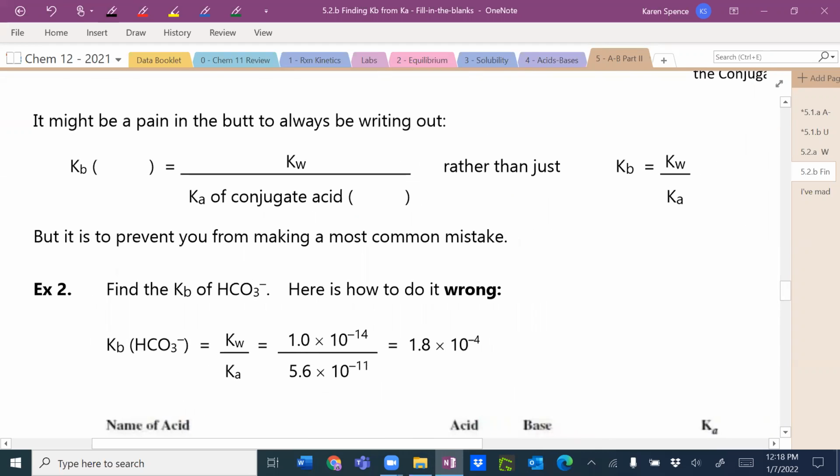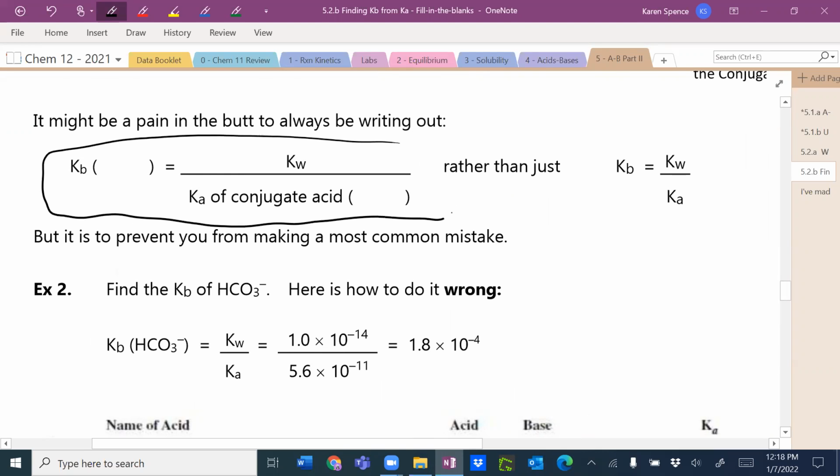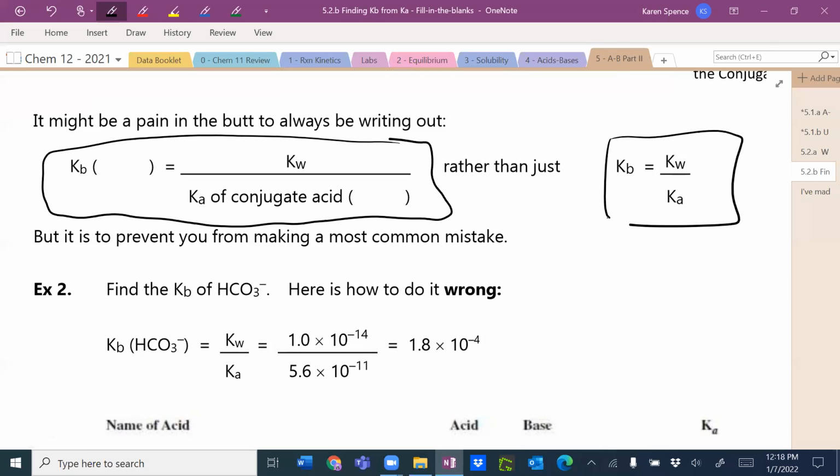Hope so. Now, it may be a pain in the butt to always write out this whole thing rather than just this bit here. That would be nice, wouldn't it? And eventually you might get to the point where you can do that, but I'm going to recommend that you don't do it to start with, because here is why. We're going to try and avoid the most common mistake people make when they are trying to find Kb. And it happens when you have amphiprotic substances.